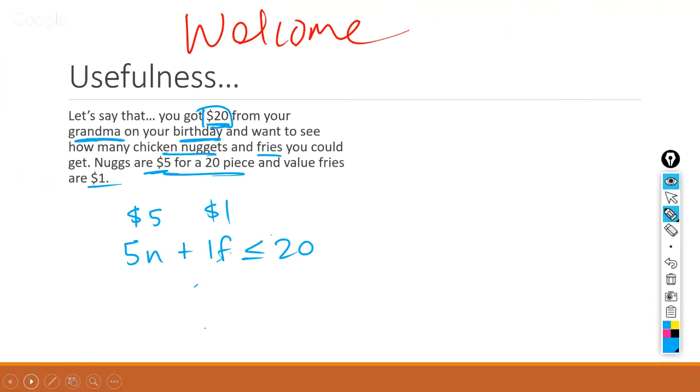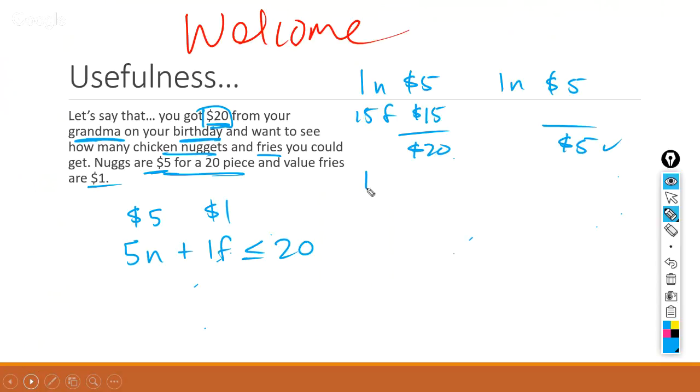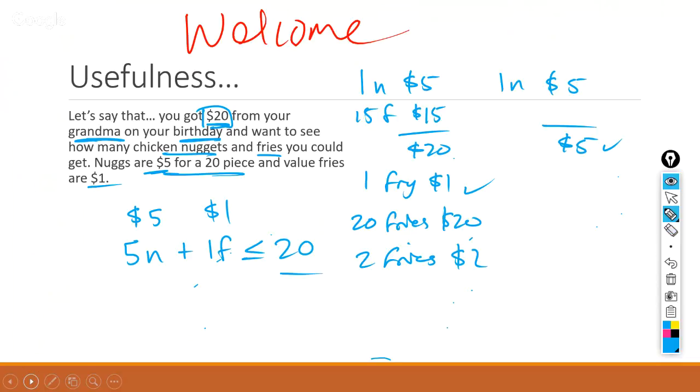I don't know if you're just thinking about it. Well, Mr. Lee, you could probably get 1 nugget, because that's $5, and then 15 fries, which is $15. That would get you $20. Yeah, that works. You could also just get 1 set of chicken nuggets. That's just $5, which is less than your $20. That also works. You could get 1 fry, which is $1, and that also works. You could get 20 fries. Or maybe you want to save your money up for something else, so you just want to get 2 fries. And that's $2. So all of these are under 20.